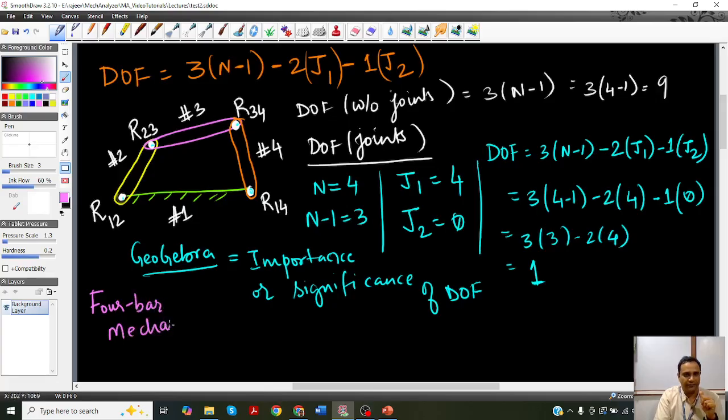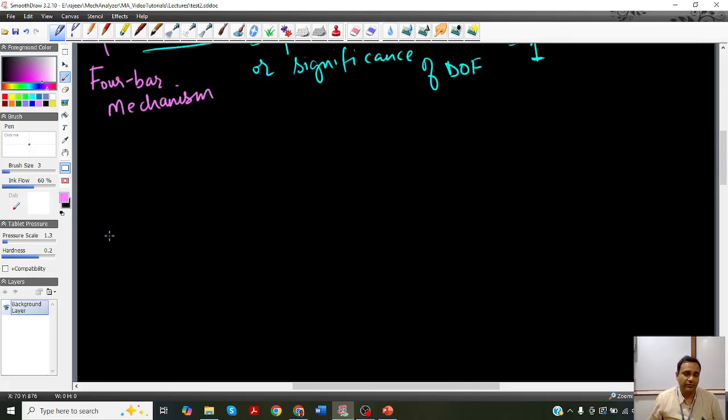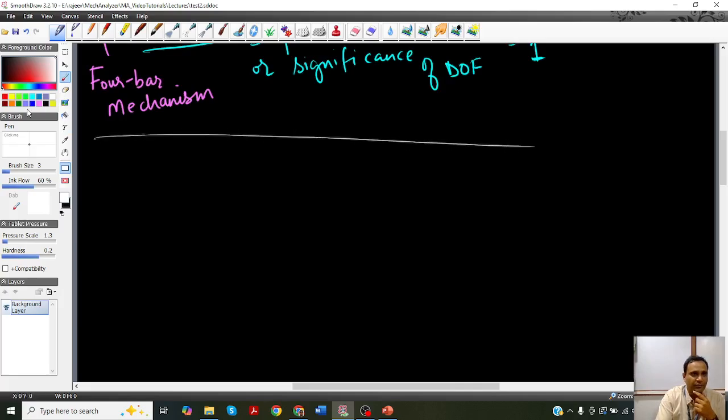4-bar mechanism. So right now we'll just understand, given a mechanism, how do you find the degree of freedom. Okay, later we'll also animate them and find out more about them. Now let's look at another standard mechanism that is found in the theory of machines.